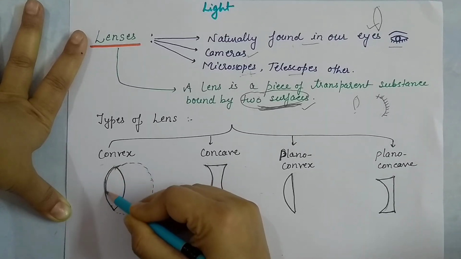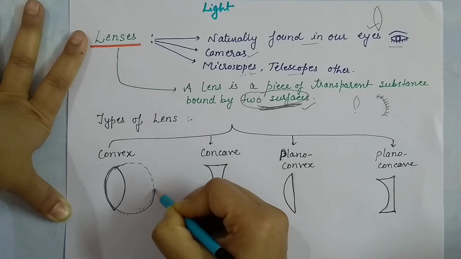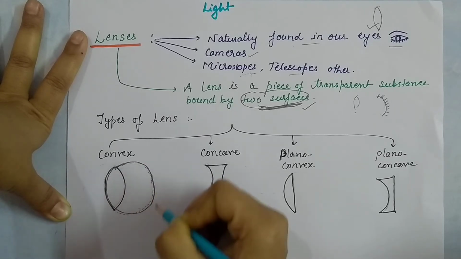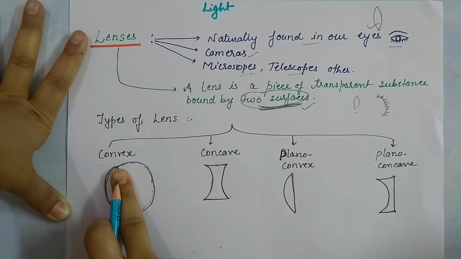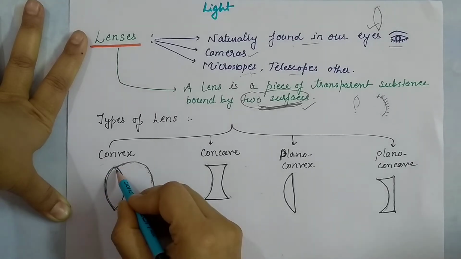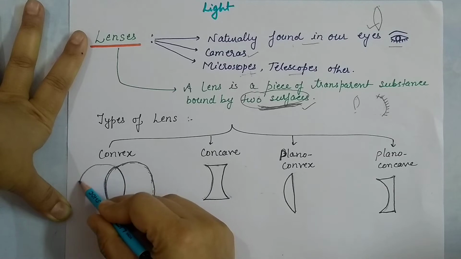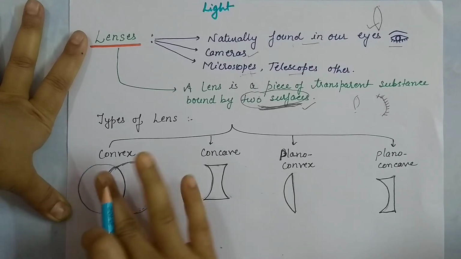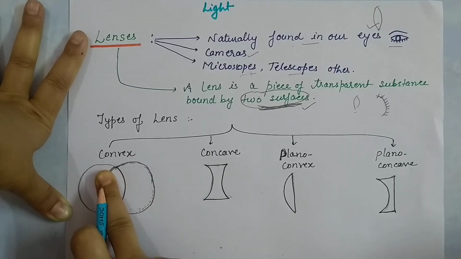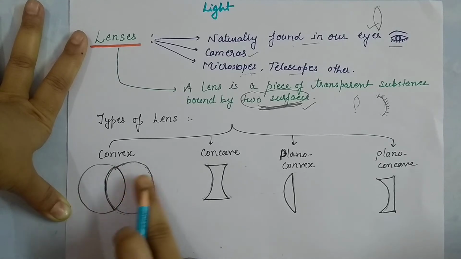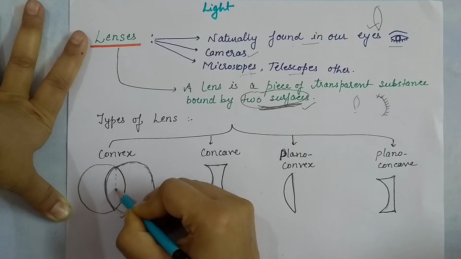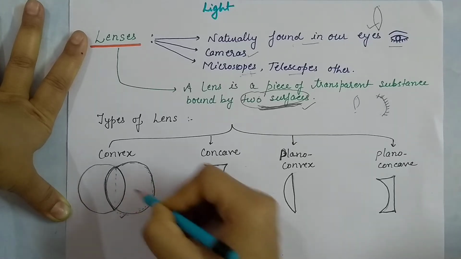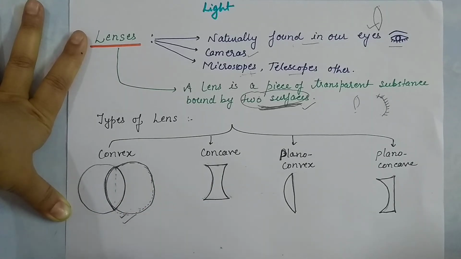are you able to see it forms one sphere? We are not taking this part. So this forms a sphere. Again, if we make another sphere, here too we are not taking this part. So convex lenses are made up of two spheres, and when we cut them and join them, they form the convex lens.